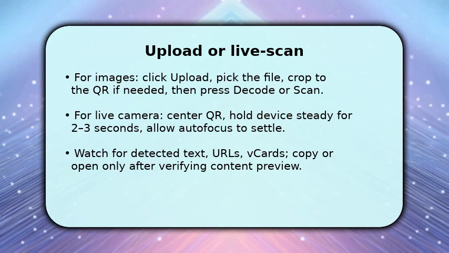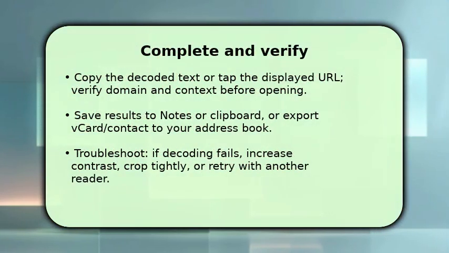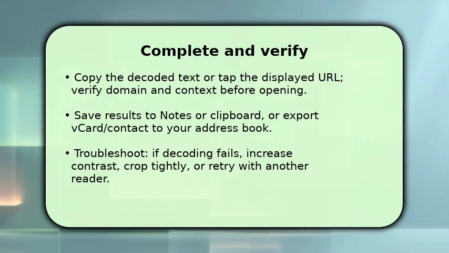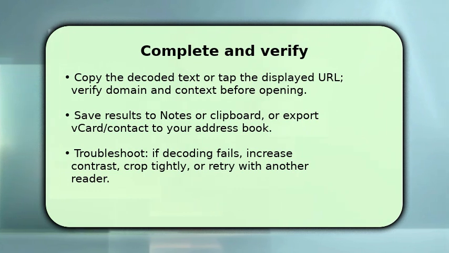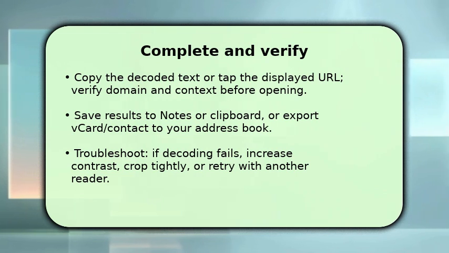Finish by reviewing the decoded output. You can copy text to the clipboard, save it to notes, or tap a displayed URL. Make sure the domain matches expectations before opening. For contact or vCard data, use the export option to add to your address book. If you need a record, screenshot the decoded result.